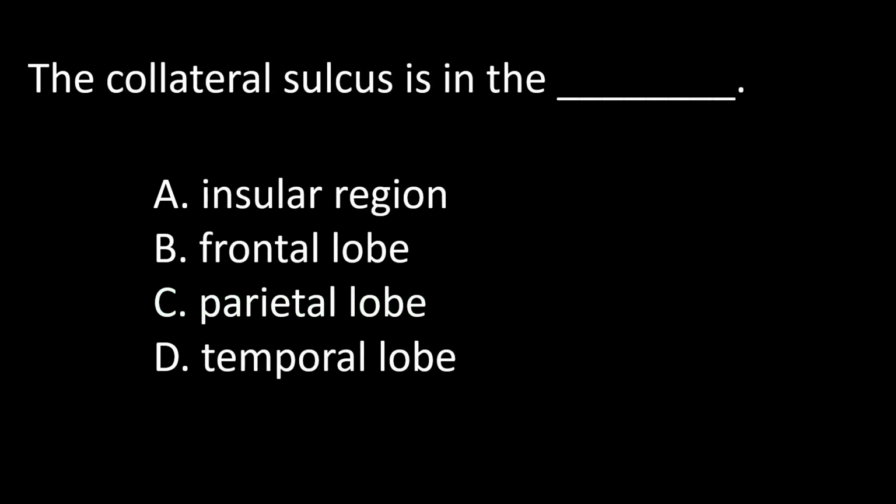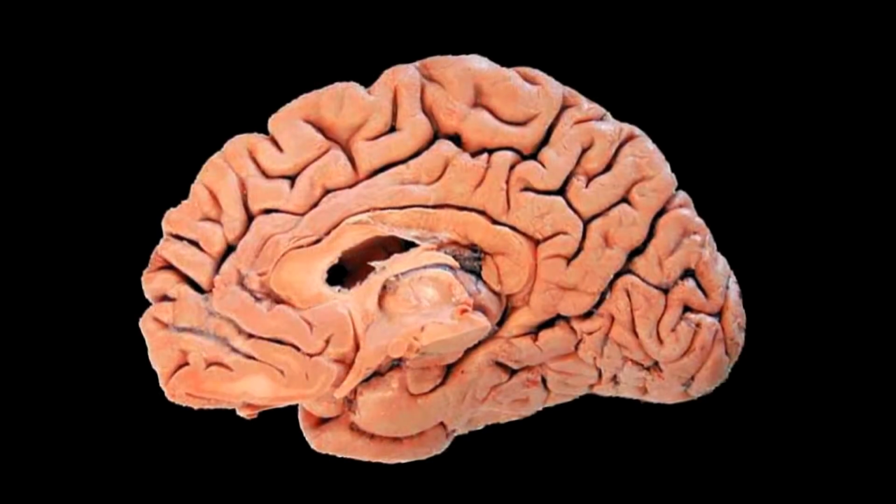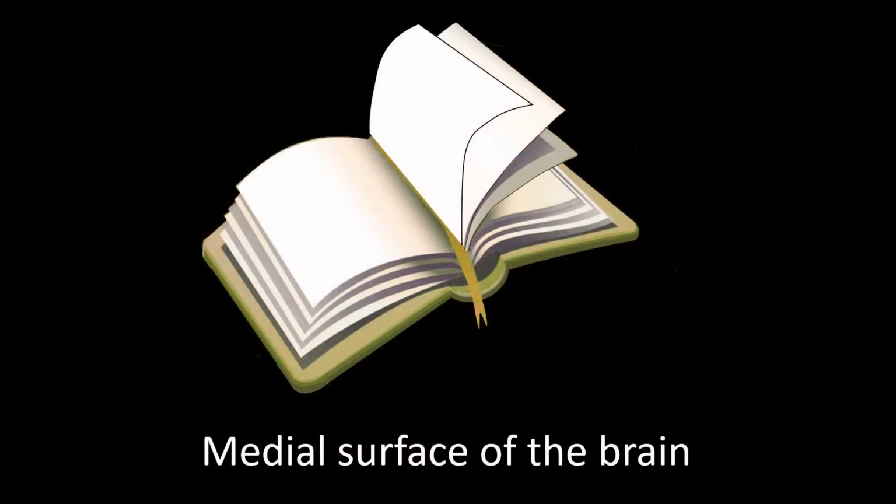Next question. The collateral sulcus is in the A. Insular region, B. Frontal lobe, C. Parietal lobe, D. Temporal lobe. This is the mesial-inferior surface of the brain. The cerebellum and most of the brainstem have been cut off. I will now proceed to drawing the mesial-inferior surface of the brain.